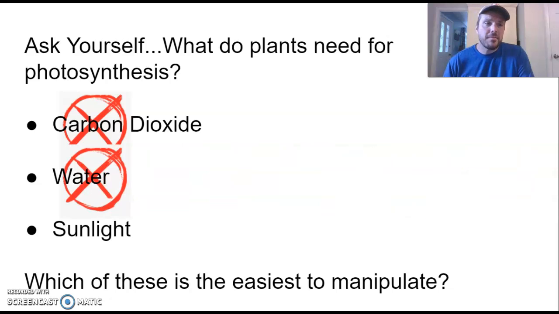Plants are mostly made of water, and the amount of water that's in a plant depends on the uptake, and if you've got a water source in the experiment, you don't know how much water is being taken into the plant, so that's hard to mess with as well. So sunlight is going to be the thing that we're going to manipulate. So we'll have a setup in shade and have a setup in sun.